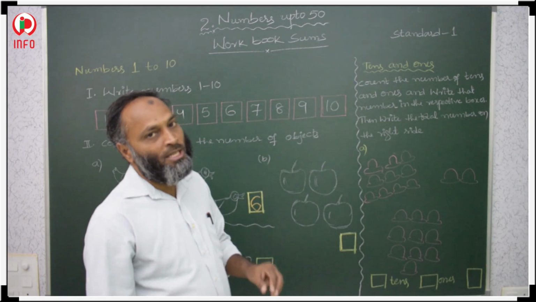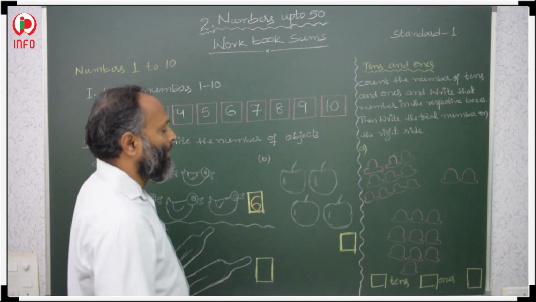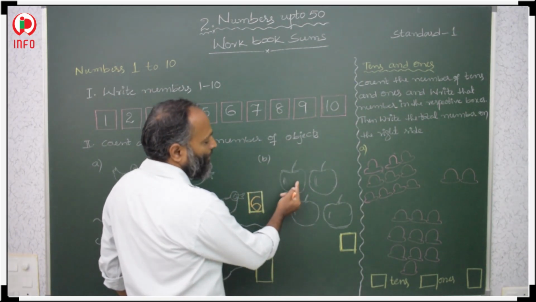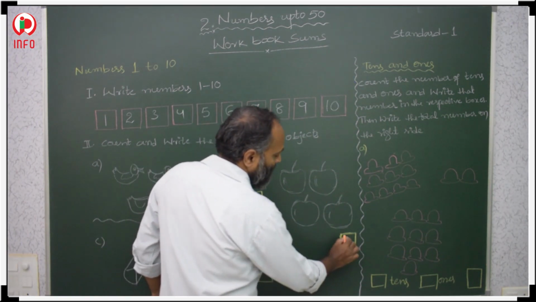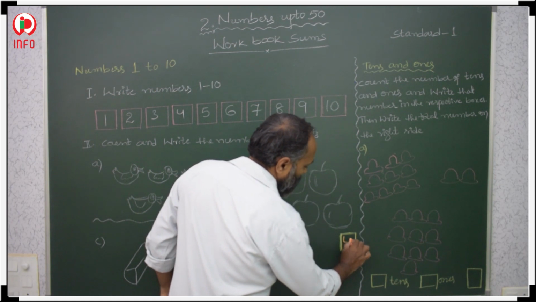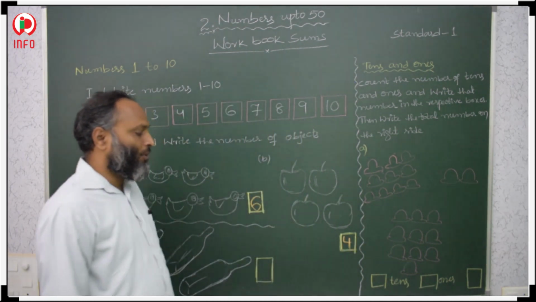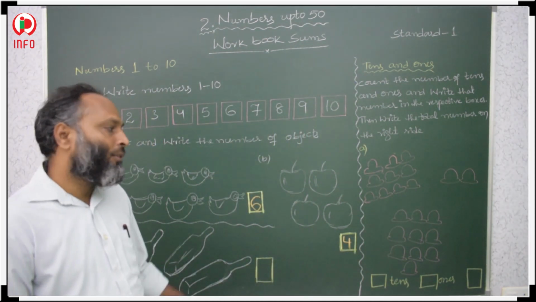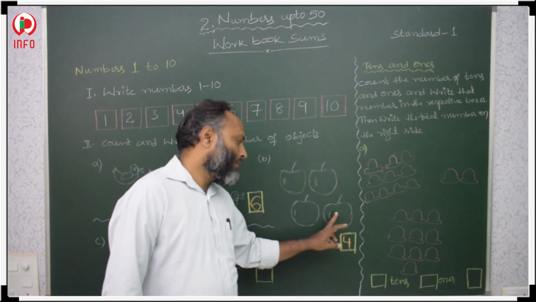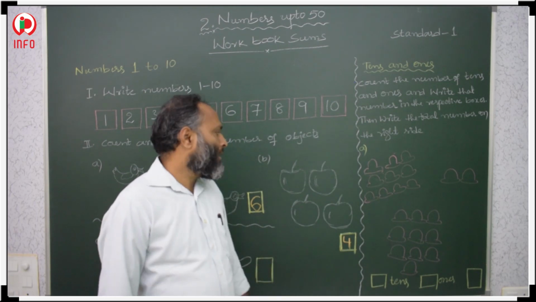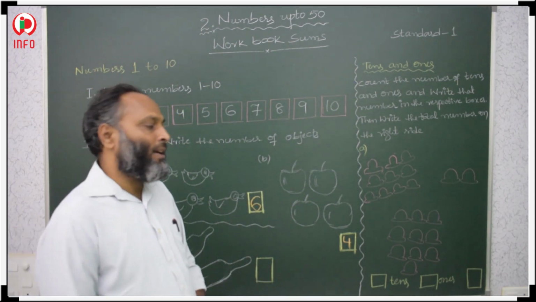How many objects were there here? See here, 1 apple, 2, 3, 4. Total 4 apples. In the box we have to write 4. 1, 2, 3, 4. This is the number of objects in the second.